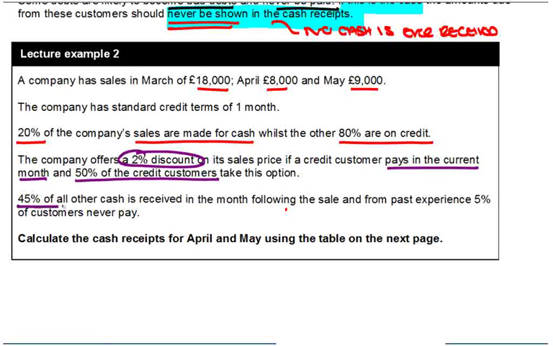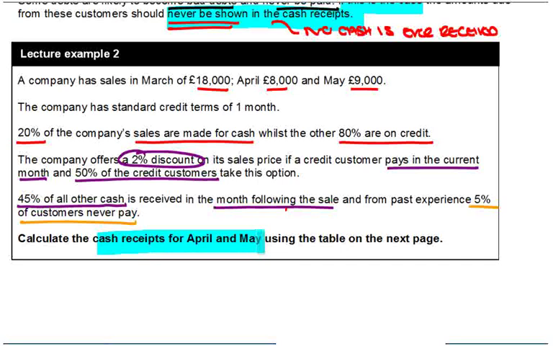45% of all other cash is received in the month following the sale, and 5% of customers never pay. So of the credit terms, effectively 45% is received in the month following sale, 50% in the current month, 5% never pay, so that makes up your 100% altogether. All right then, so what do they want to know? Well, they want to know what the cash receipts for April and May are.